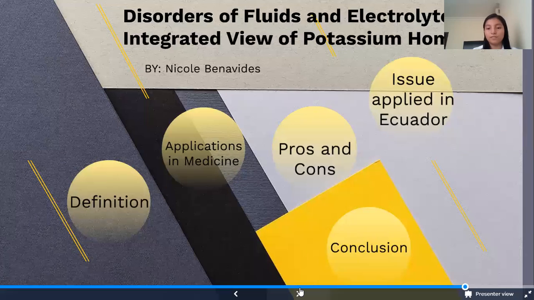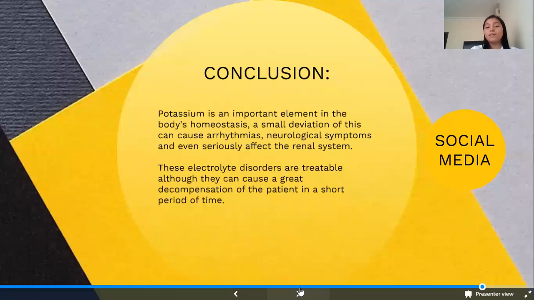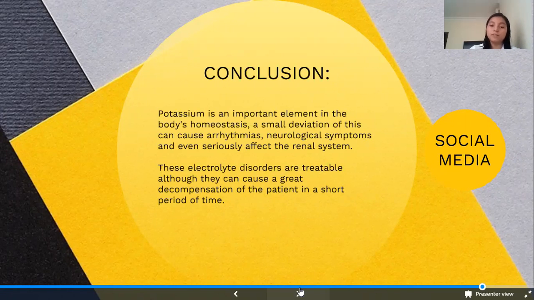Now the conclusion. Potassium is an important element in the body's homeostasis, and small deviations of this can cause arrhythmias, neurological symptoms, and even serious effects in the renal system. These electrolyte disorders are treatable, although they can cause a great decompensation in the patient in a short period of time.